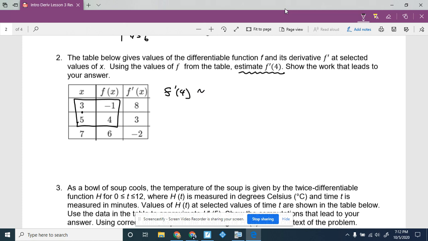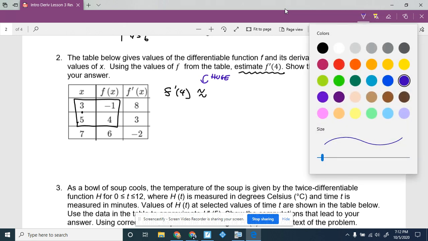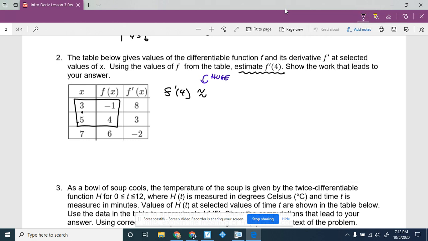I write approximately equals. I cannot tell you how huge this is for you to do that. It's huge. So I'll write it down. Huge. Right? Don't write equals. So now the slope of the secant line, f of b minus f of a over b minus a. So in this case, it would be f of 5, that's the b, that's the right endpoint, minus f of the left endpoint, f of 3, all over 5 minus 3.